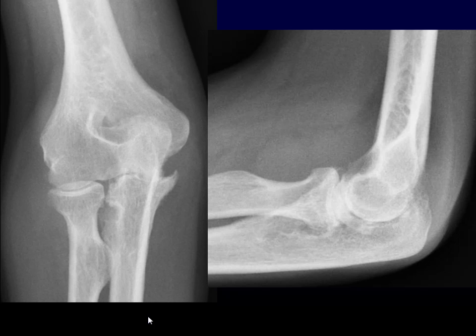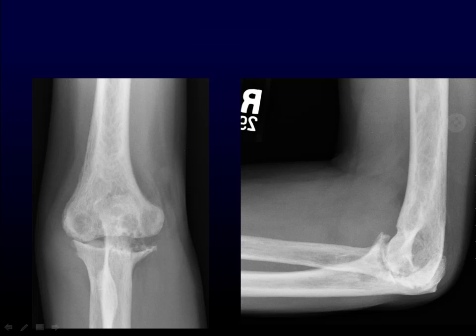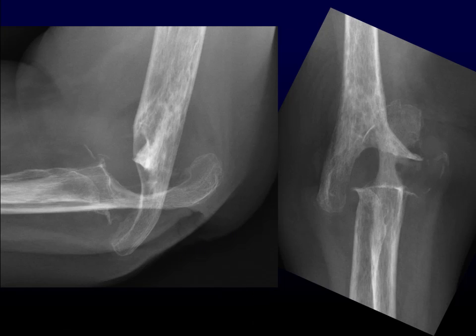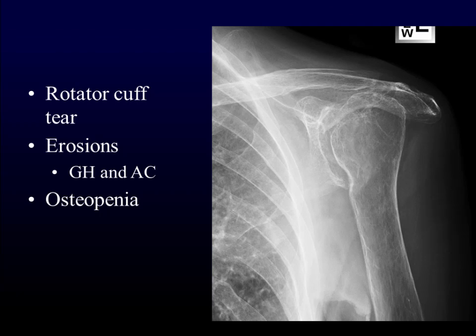Common location to get it is in the elbow. Symmetric joint space loss. Erosions, huge amount of synovitis and joint effusion causing fat pad signs. These will progress, and a lot of times you're seeing them for getting total elbow replacements because of their marked arthropathy. The rheumatoid arthritis frequently will lead to rotator cuff tendon tears.